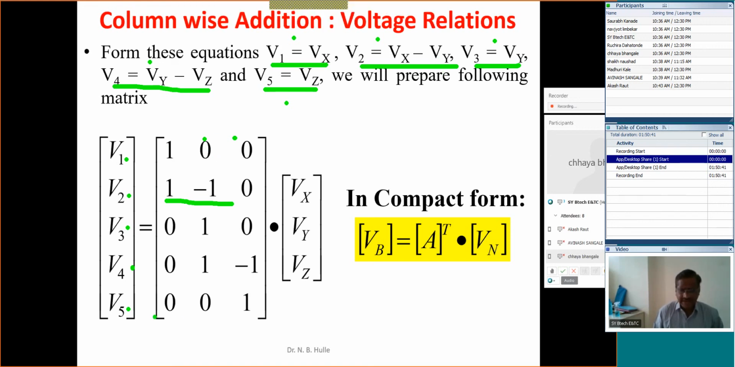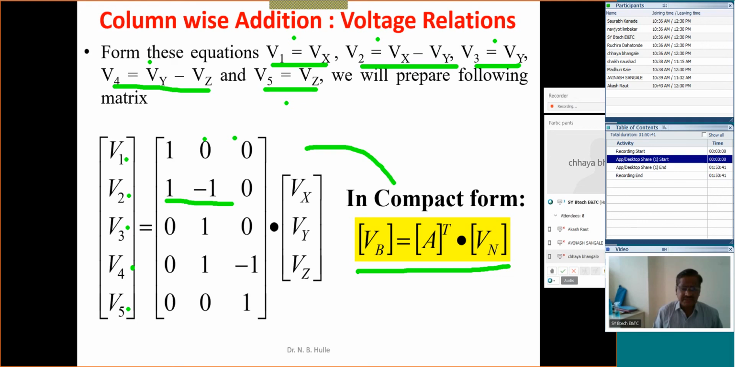Organizing this matrix in the compact form, it can be something like this. Vb is a column matrix giving V1, V2, V3, V4, V5, which are the branch voltages. A transpose is the transpose of the reduced incidence matrix which we have obtained previously. I will show that also. And Vn stands for the node voltage matrix, which is Vx, Vy and Vz. Indirectly, with this column wise addition, we are preparing the relation between the branch voltages and node voltages.